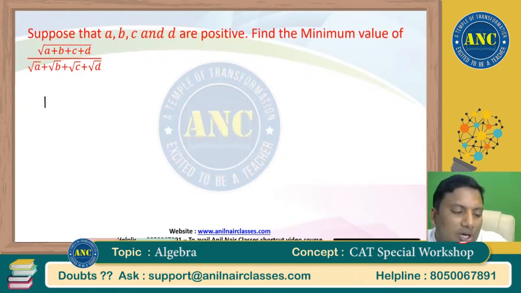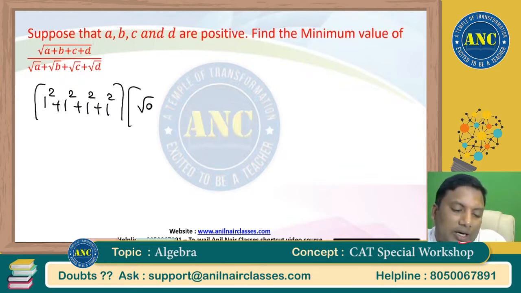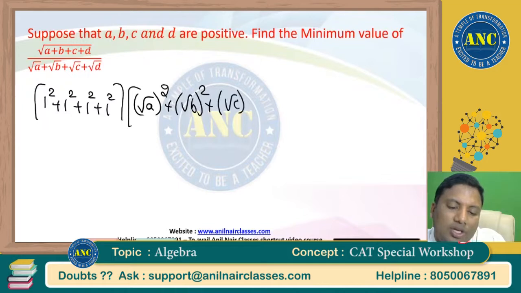Let me use the Cauchy inequality. (1² + 1² + 1² + 1²) times ((√a)² + (√b)² + (√c)² + (√d)²).